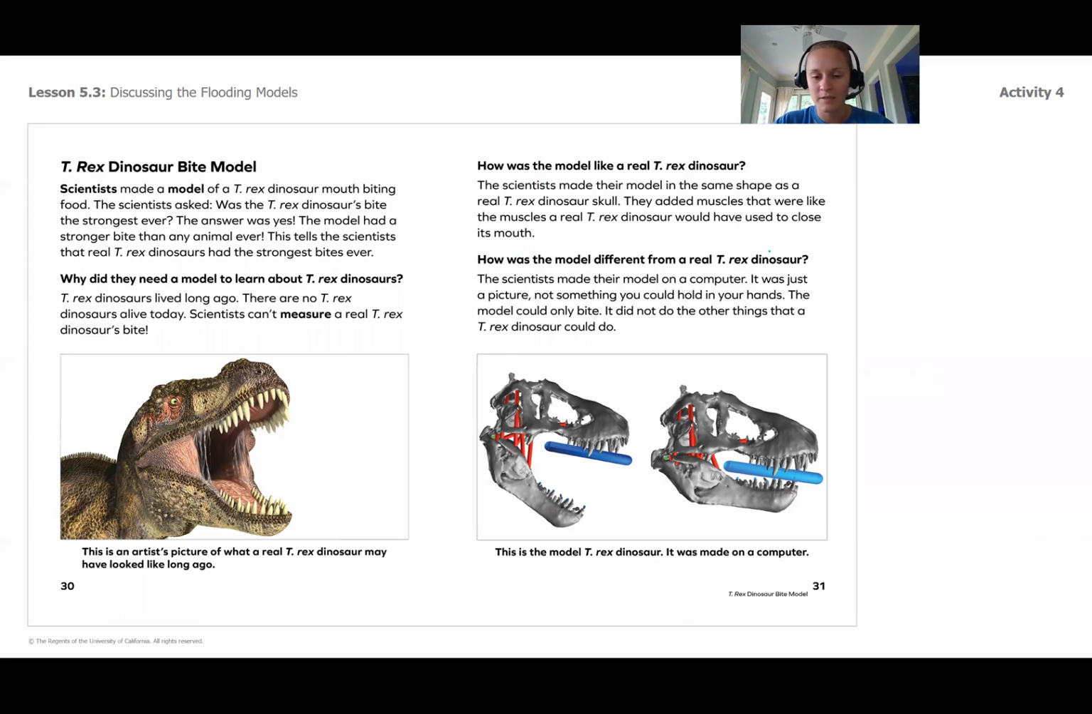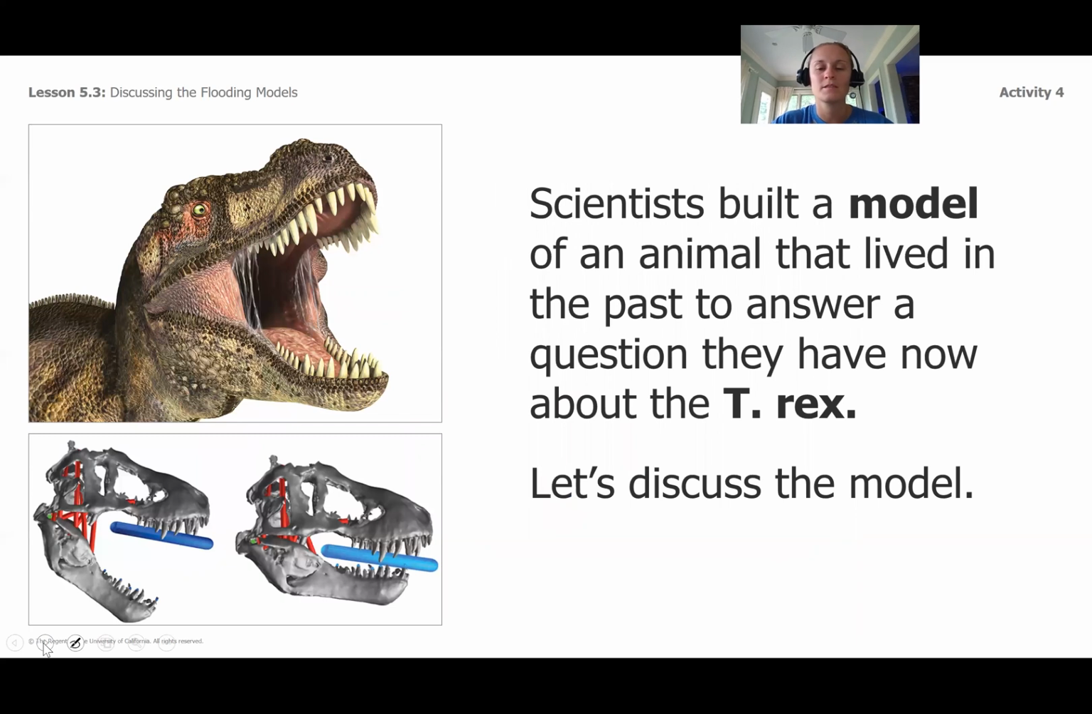So again, let's read this caption. This is a model T-Rex dinosaur. It was made on a computer, okay? So these things, we use models, right? Because dinosaurs aren't real anymore, right? They are not around, and we can't just test and go get a real T-Rex, right? They're not here anymore. So that's why we had to make that model. So scientists built a model of an animal that lived in the past to answer a question they have now about the T-Rex. Let's discuss the model.